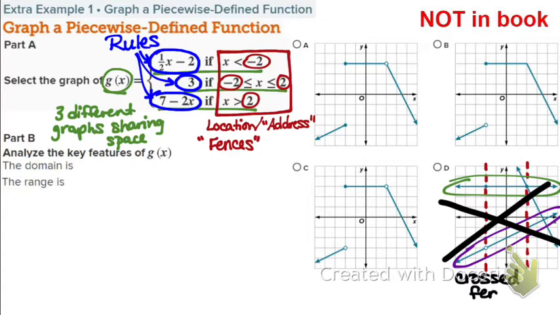All right. I'm going to use that as we look at these other three graphs to narrow it down from here. I'm going to draw those same fences in here, +2 and -2, and I got those numbers again from the inequalities.